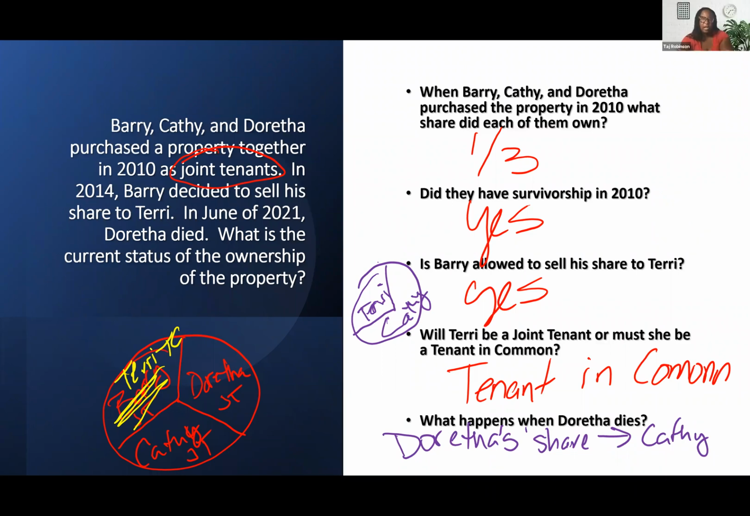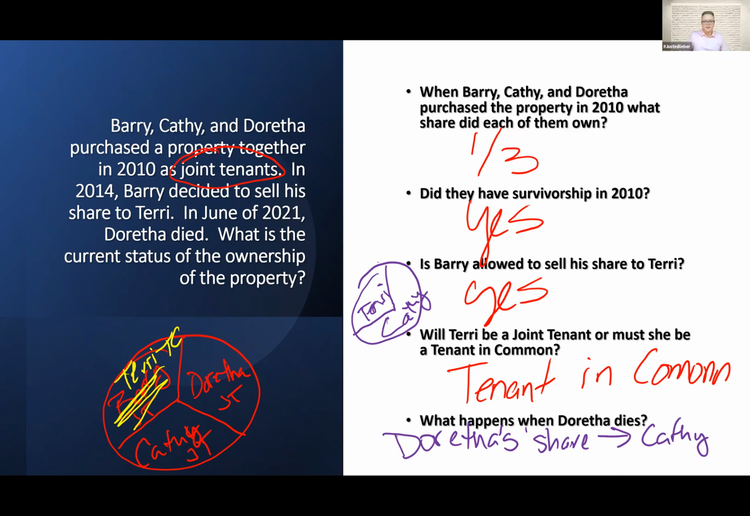It goes to her heirs. If Terry dies, what's going to happen to Terry's share? It goes to her heirs. That's exactly right. Because at this point, the joint tenancy and the survivorship are exhausted. They're done.